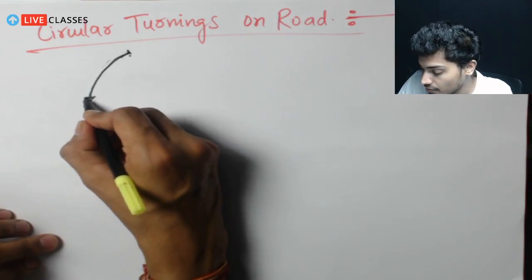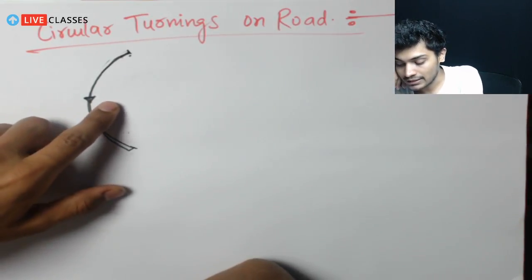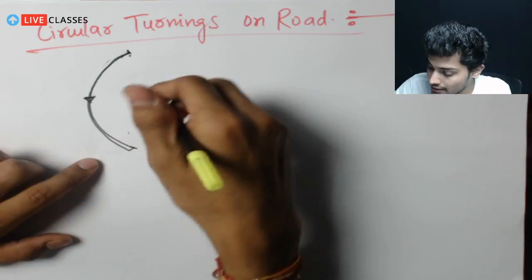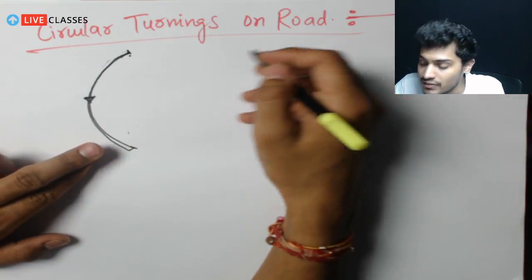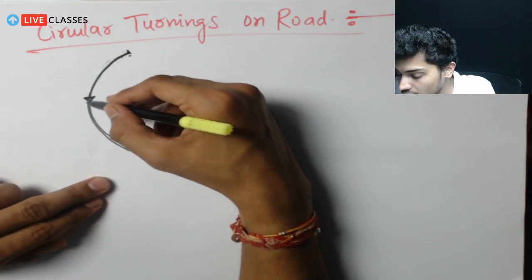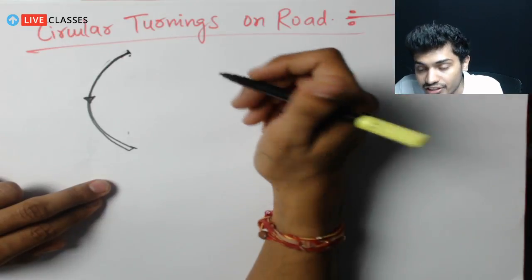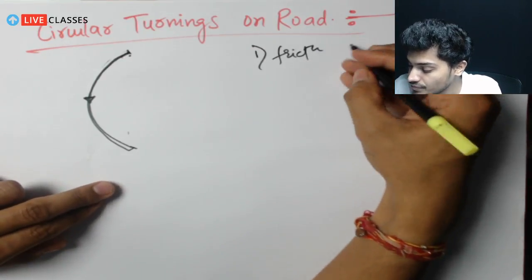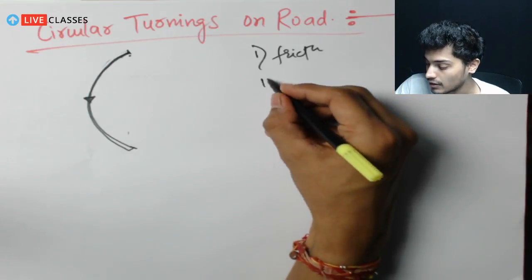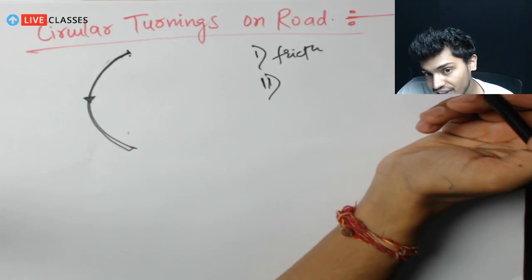In order to get centripetal force, we can get that in various ways. For example, if the road is not smooth, then we will get that centripetal force through friction. It might also happen that if friction is not there, then also we can get centripetal force.